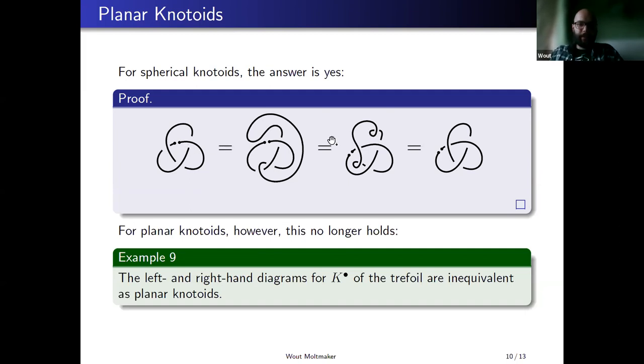Okay, so here we've now proven that the bullet is well-defined for spherical knotoids, but it turns out that for planar knotoids, this is not the case. By example, the left and the right trefoil bullet diagrams are known to be inequivalent as planar knotoids, so there are invariants that distinguish these, so they can't be equivalent, obviously. And this is, in some sense, precisely the obstruction to getting knot measures out of planar invariants.